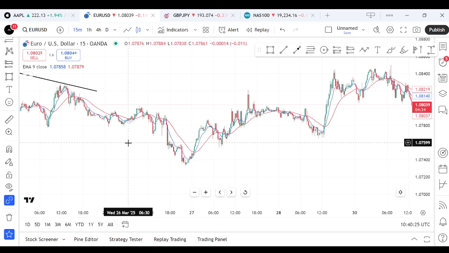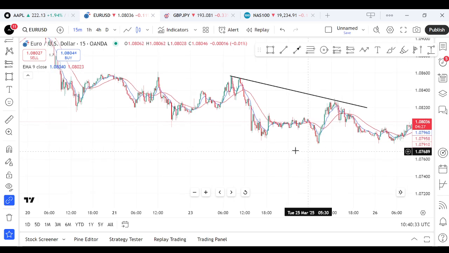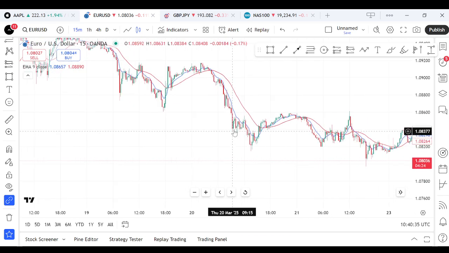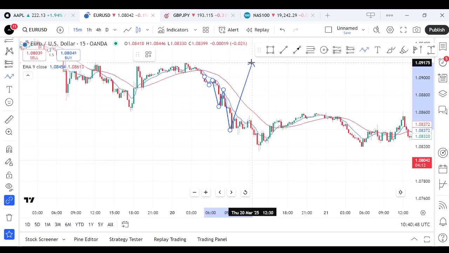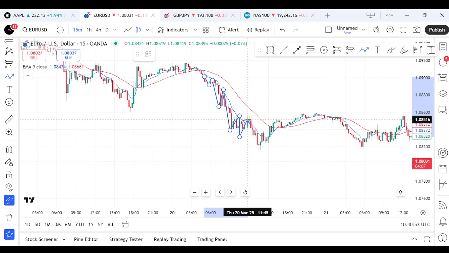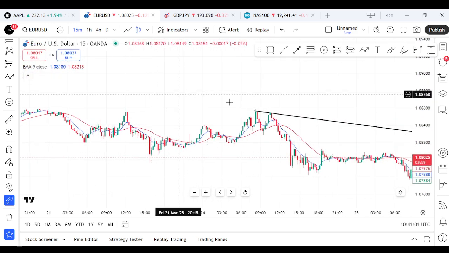Additionally, the EMA often acts as a dynamic support and resistance level. In an uptrend, prices may bounce off a rising EMA, while in a downtrend, they may struggle to break above a falling EMA. And you can see that very clearly here. This is the 9 period EMA, and you see price failing to break above it, using it as dynamic resistance, failing to break above it and maybe switch bullish. It just keeps failing to break it each time it comes back to the moving average. And that is the dynamic support and resistance level which I'm talking about.